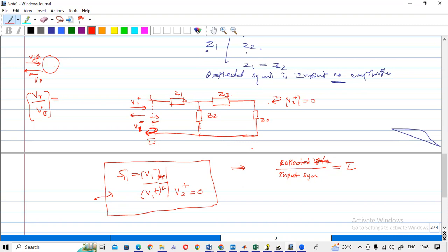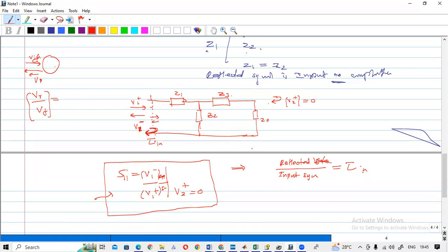Actually, this is the input reflection coefficient because this is the input port. So we can name it as the input reflection coefficient, tau in. Okay, tau in.